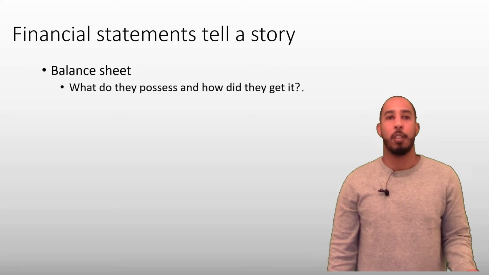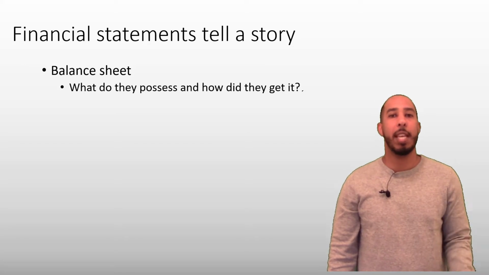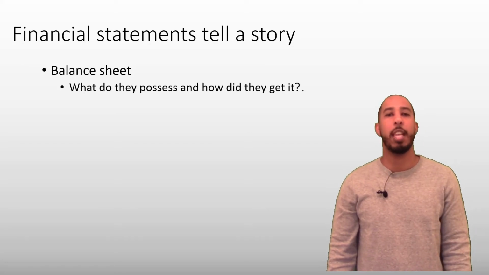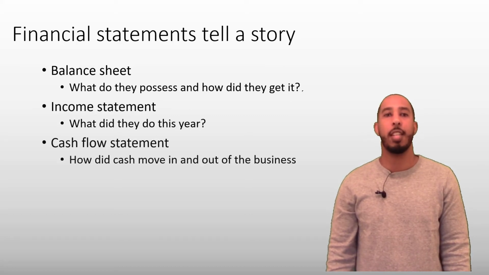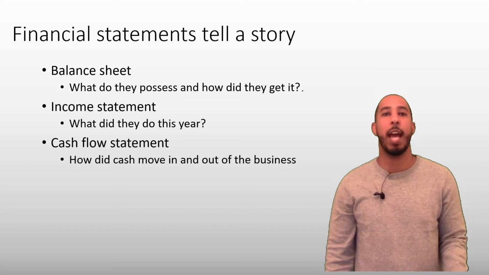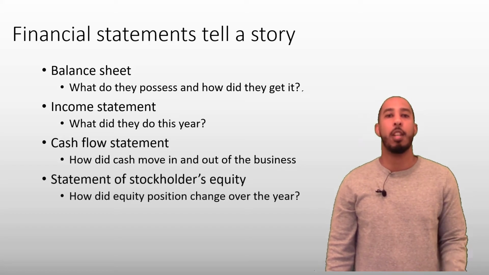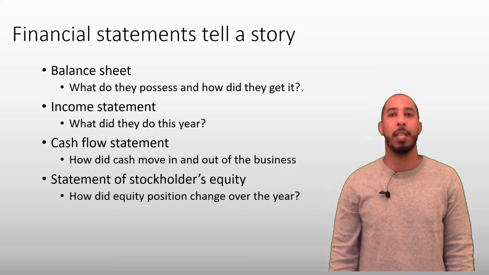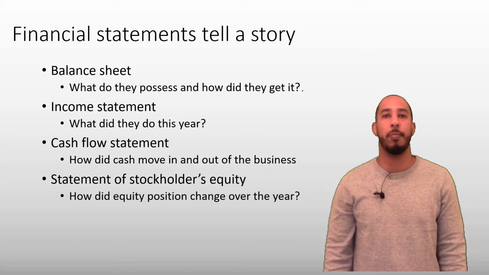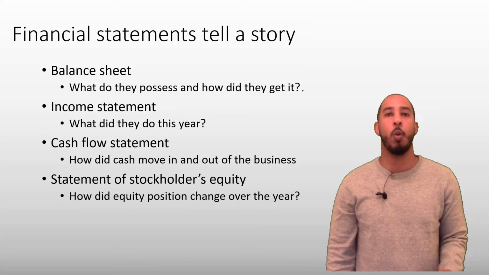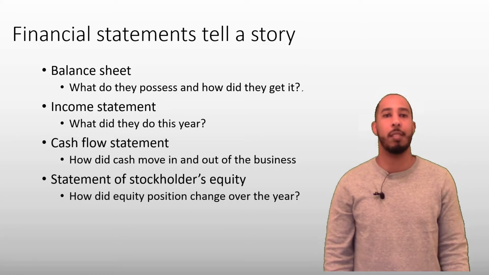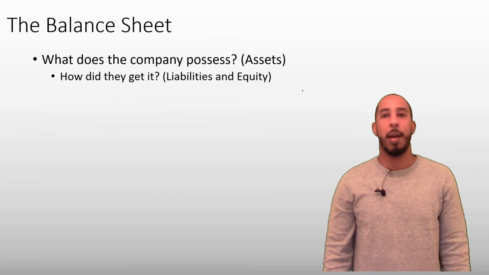The balance sheet, for example, is going to tell us what things the company possesses and where they got the money to buy them. The income statement is going to summarize how they performed this year. The cash flow statement is going to track how money moved in and out of the business. And the statement of stockholders' equity is going to show how the owners of the business were impacted by the events of the year. We can put all those together to try to piece together a cohesive story of what is going on with the business. Let's start with the balance sheet.